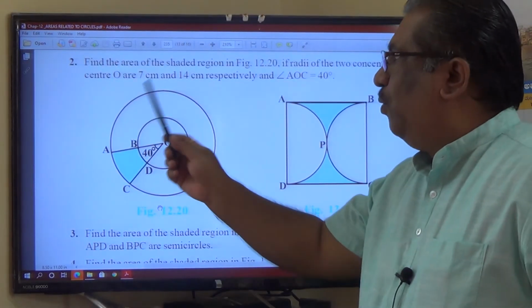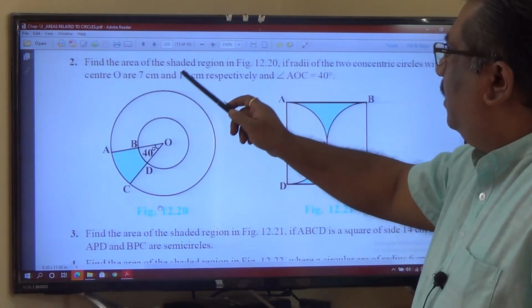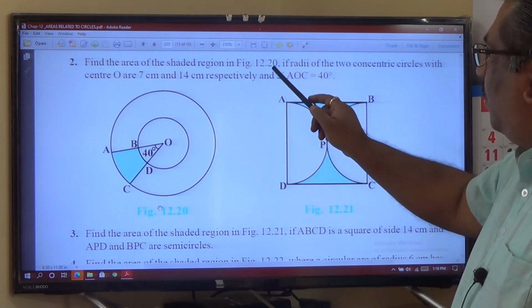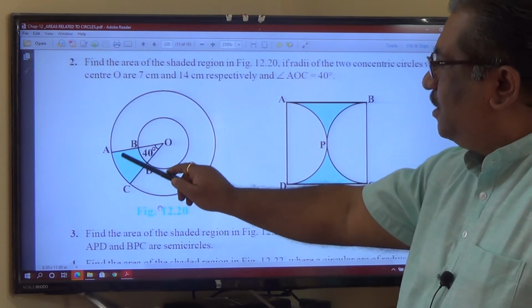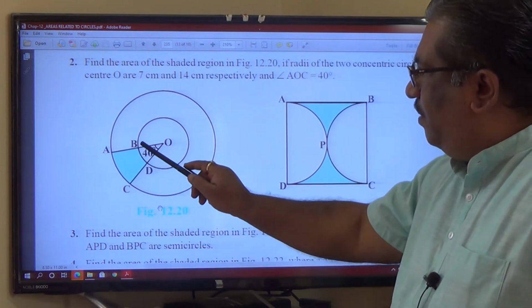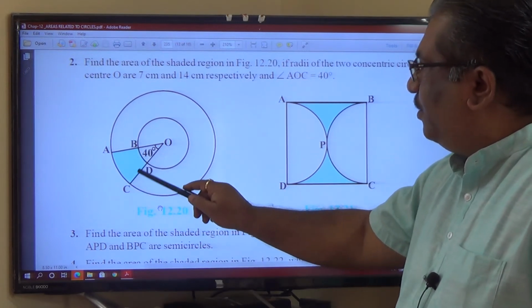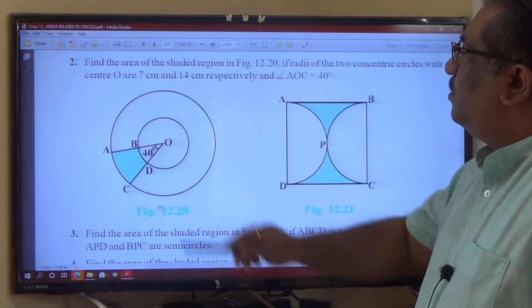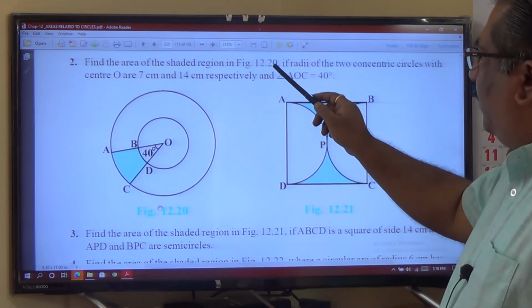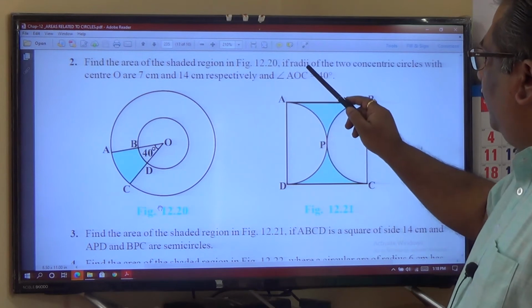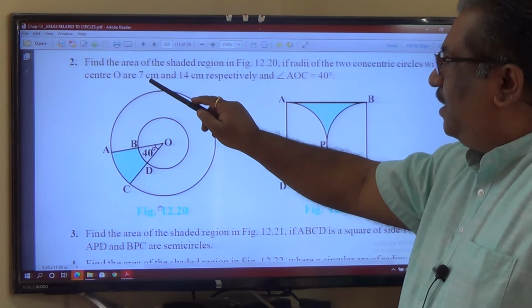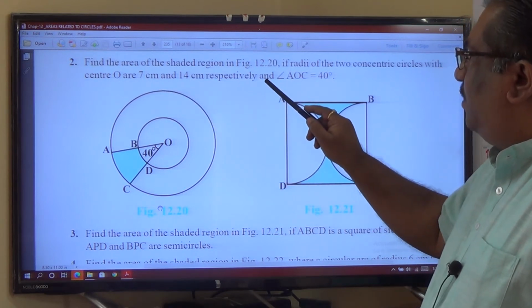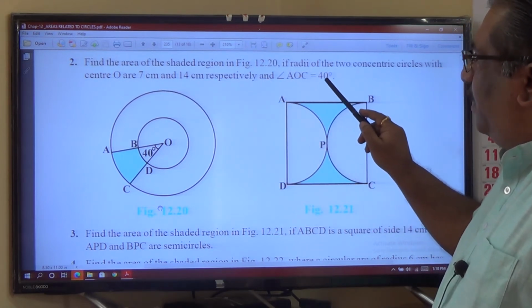Question number 2. Find the area of the shaded region in figure 12.20. In this figure, this is the shaded region, that is ABDC. This is the shaded region and the angle is 40 degree here. Find the area of the shaded region if radii of the two concentric circles with center O are 7 cm and 14 cm respectively, and angle AOC is 40 degrees.